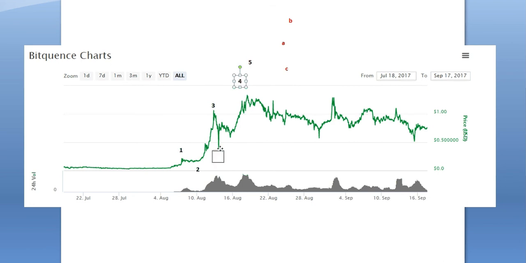4. Now let's look at what we covered yesterday, the rule of alternation. 1, 2 was clearly a complex WXY, triple type, probably, of a flat correction. 3, 4. If 2 was complex, 4 will be simple. A, B, C. It was very simple, as you can tell. So it obeys very nicely the rule of alternation between waves 2 and 4.